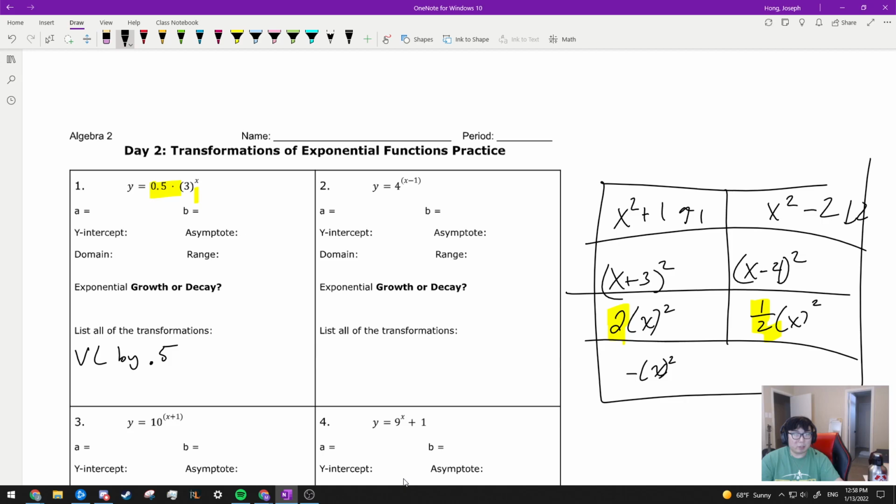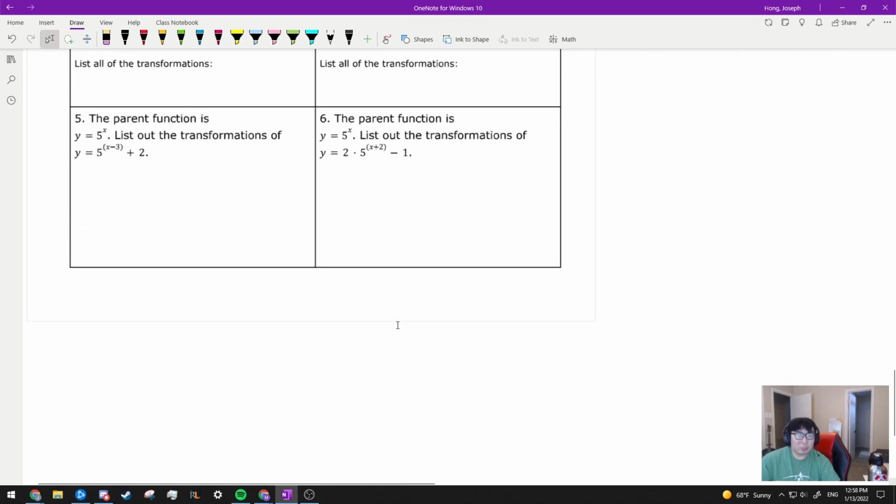And there are no other transformations, so don't be baited by this 3. This 3 is not a transformation. This 3 is called the base, so that's why this is B for base. Let's try number two. I'll show you number 4.